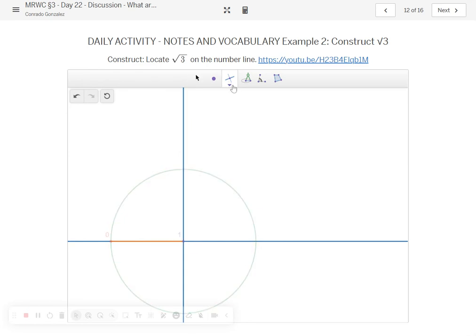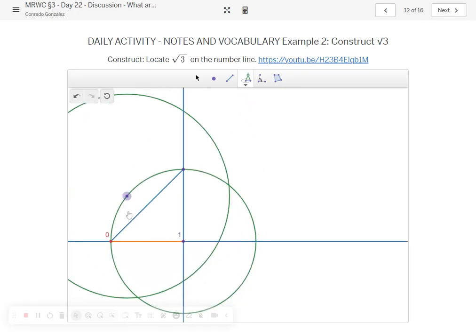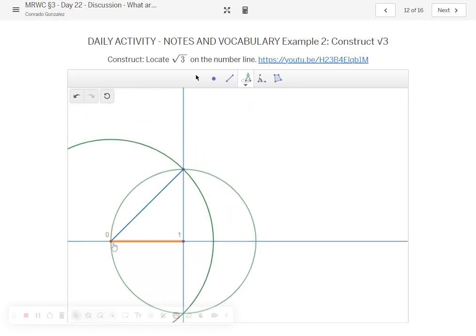Now I'm going to create a segment, and based on the first video you've seen, the length of that segment is exactly the square root of 2, right? So if I create a circle based on that radius length, the radius from here to here is square root of 2, and from here to here is the square root of 2.